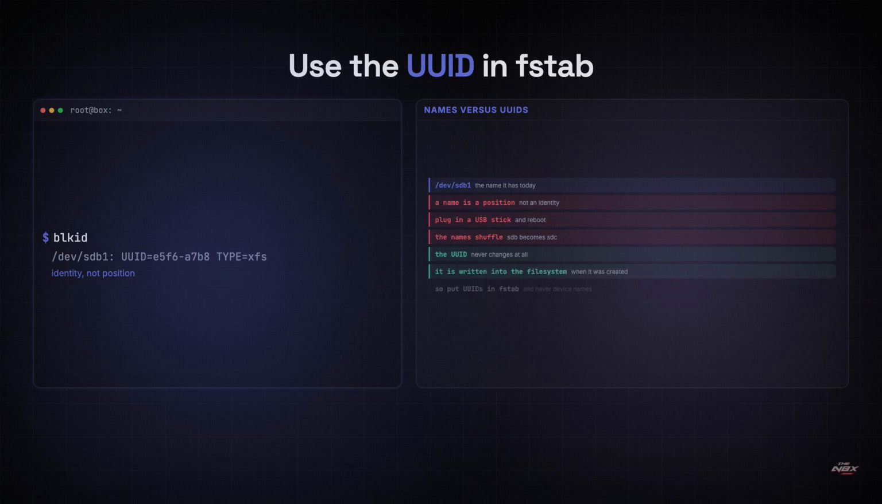But the UUID never changes because it's written into the file system itself. So put UUIDs in fstab, never device names. Anything you want mounted at boot goes in fstab by UUID, and it will still be there next year.